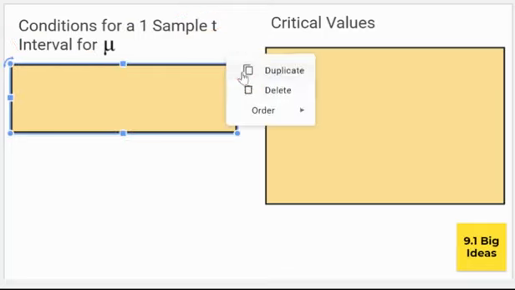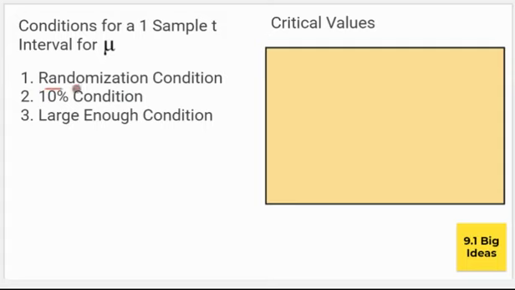So the conditions are pretty much the same as the conditions we are familiar with. We've got the randomization condition, and we check that one so that our sample represents the population. We've got our 10% condition, and our sample needs to be less than 10% of the population size. The reason we check that is so that the standard deviation formula will work for us. And then we have the large enough condition, and we talked about this in the lesson itself.